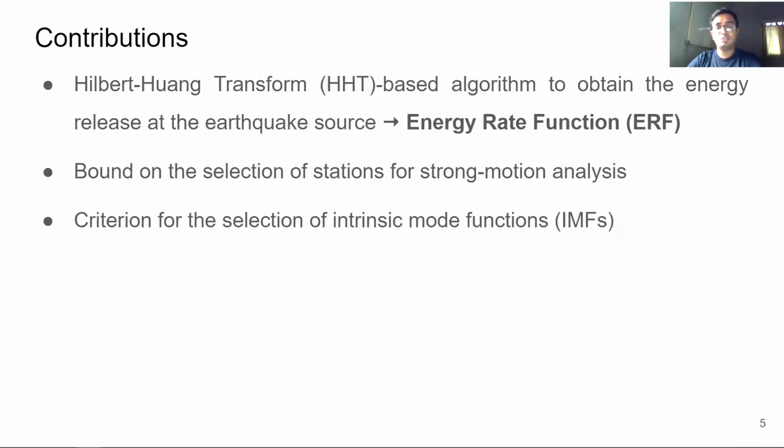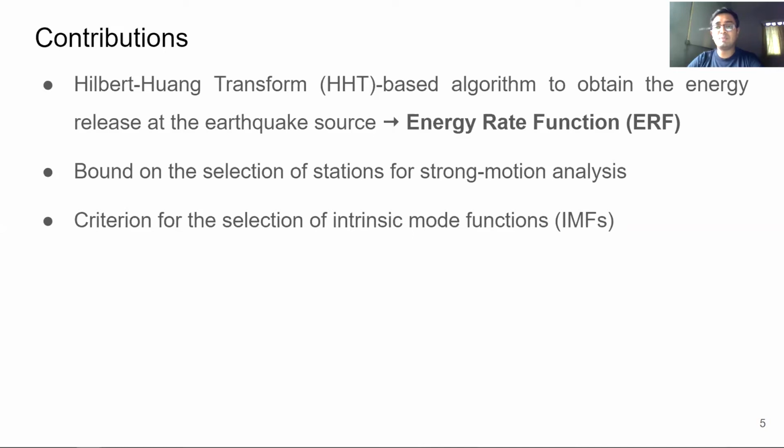These are the key contributions of our study. Using the Hilbert-Huang transform, we generate the energy rate function, which we consider to be representative of the energy release at the earthquake source. We validate this by comparing energy rate functions generated from 5 earthquakes with their corresponding moment rate functions. To generate the energy rate function, we rely on decomposing the earthquake signal into multiple frequency components or intrinsic mode functions using empirical mode decomposition.